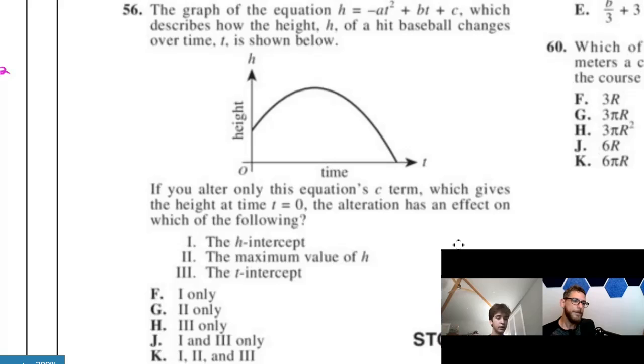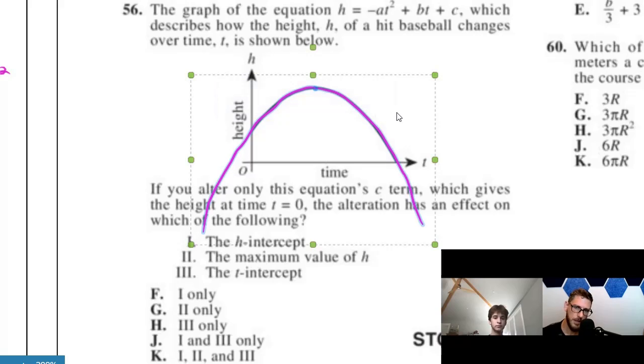All right, so I understood why it would be the h-intercept and I think the maximum value of h, just because I didn't know why it changed to the t-intercept. Gotcha. So I'm going to see if I can draw the rest of this graph. Something like that. And something like that. Okay, so that's the whole parabola, or more of it, I guess.